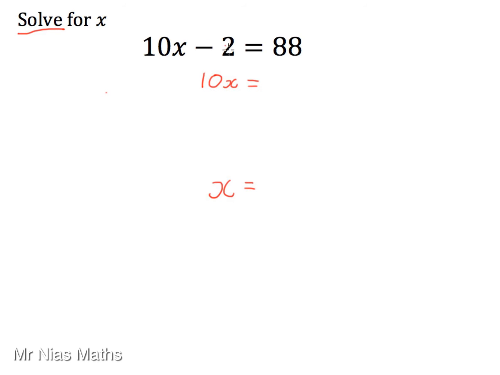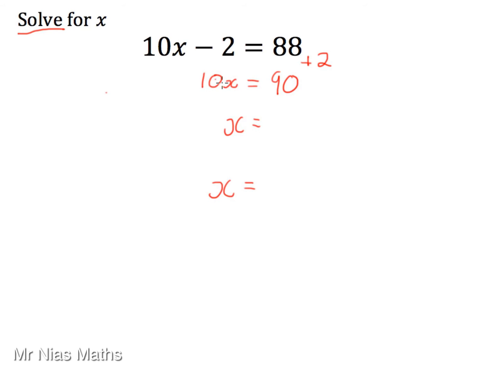Okay, but the opposite or the inverse of take away 2 is plus 2. So I need to do plus 2 to this side. Now 88 plus 2 equals 90. Okay, next thing's next, to get rid of the 10. So I'm left with x on its own, so x equals.